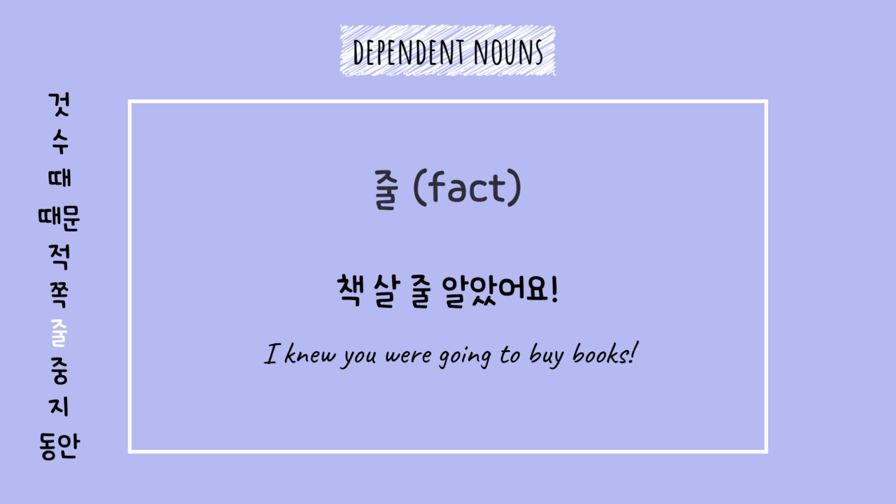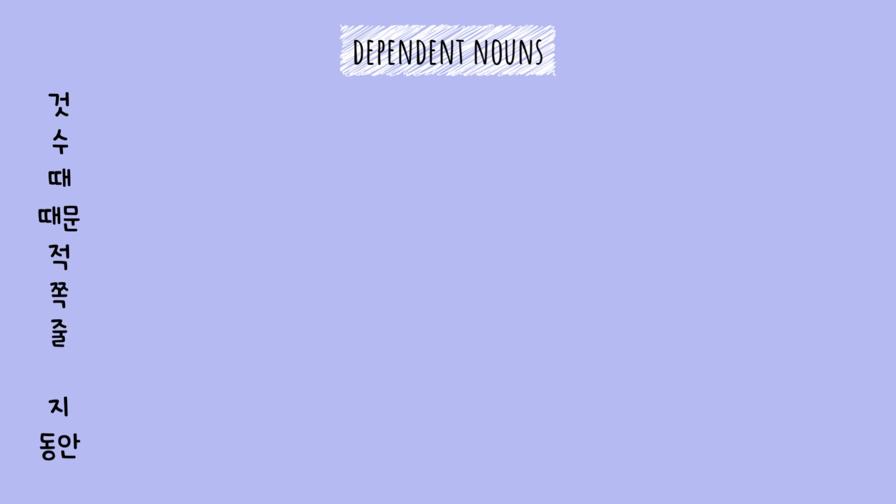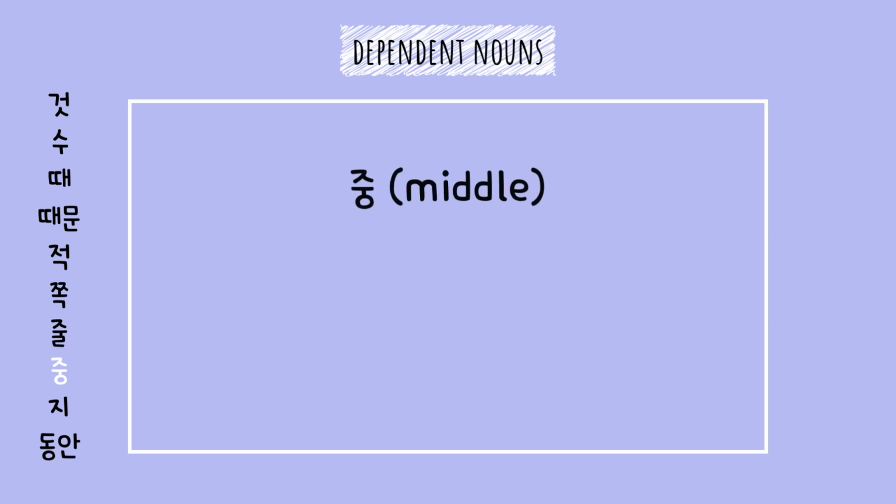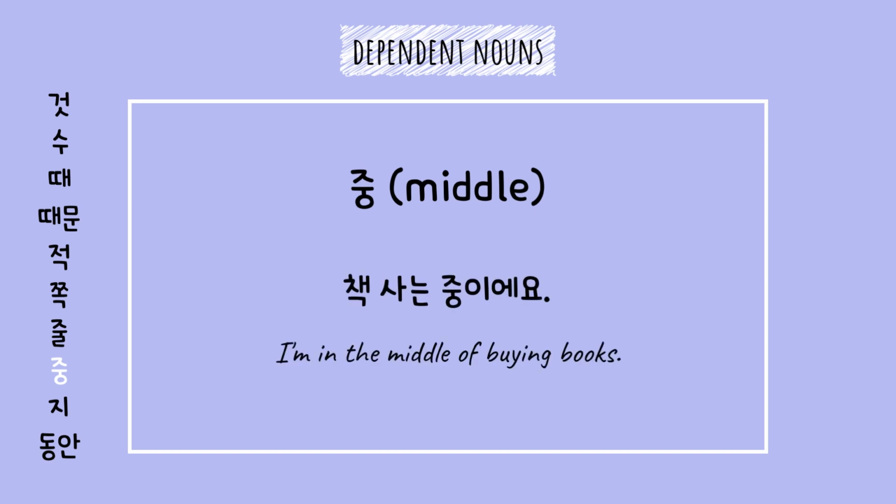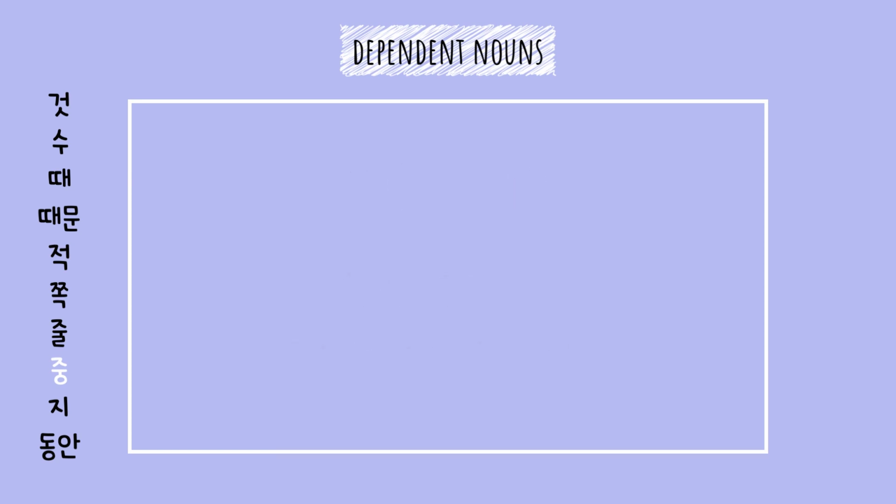Our next dependent noun, jung, means middle, and it is usually used when someone is in the middle of doing something. Like in our example. Ček sanun jung iejo. I'm in the middle of buying books. It is usually followed by the particle e or by the word to be, like in our example.